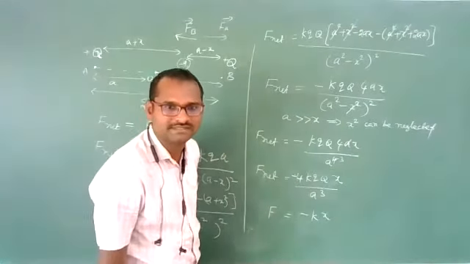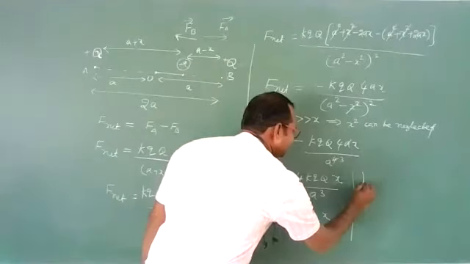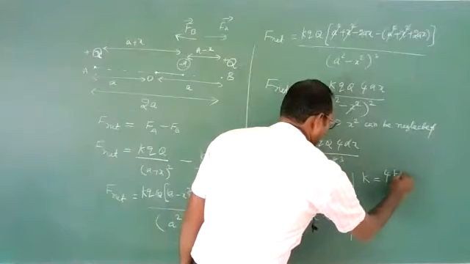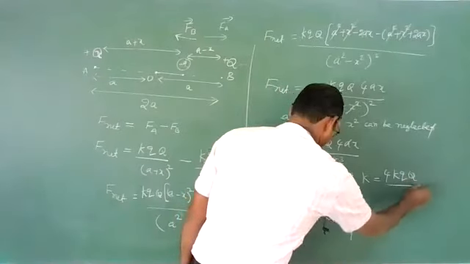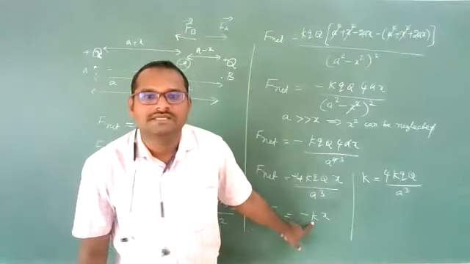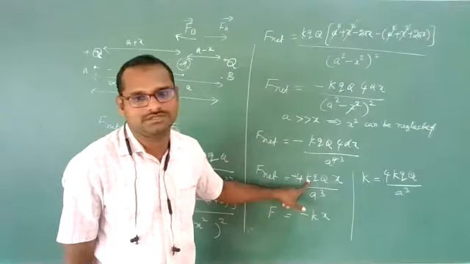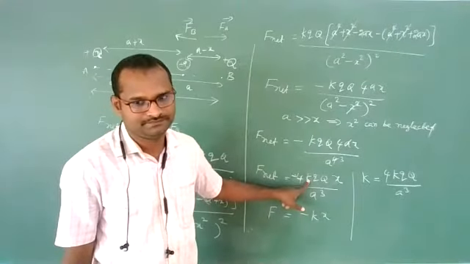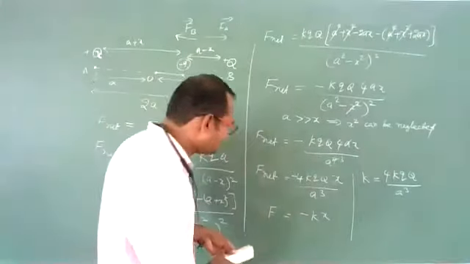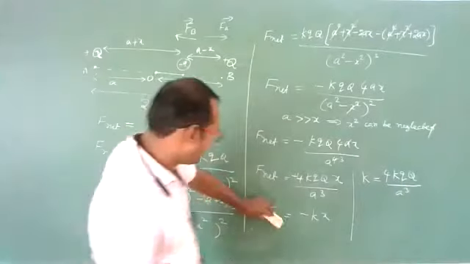Yes or no? Here what is k? Here k is 4kQ divided by a cube. This k is the spring constant, you can say, but the other k is 1 by 4 pi epsilon naught. You need to remember that value. If you want, I will write that value also. Let us write that value here. The board is not sufficient, let it be, I'll write.